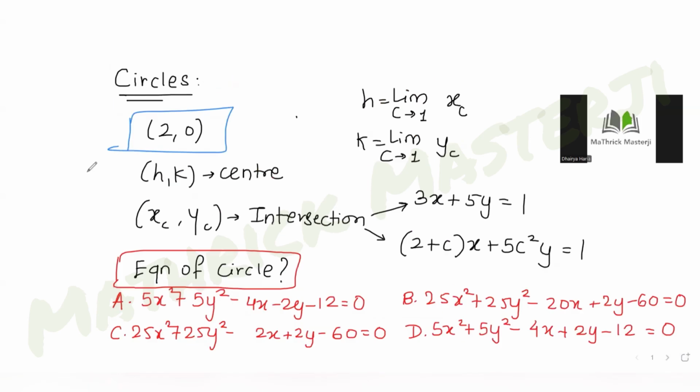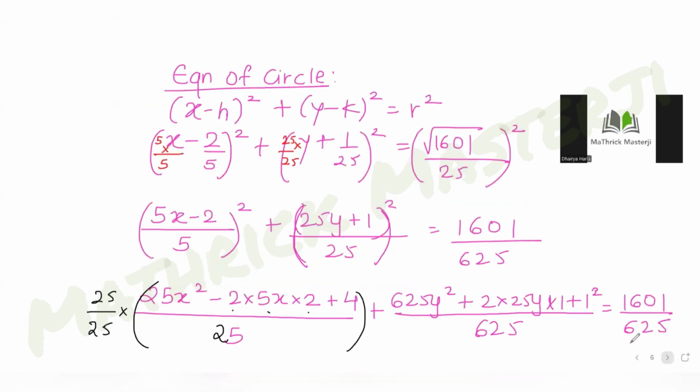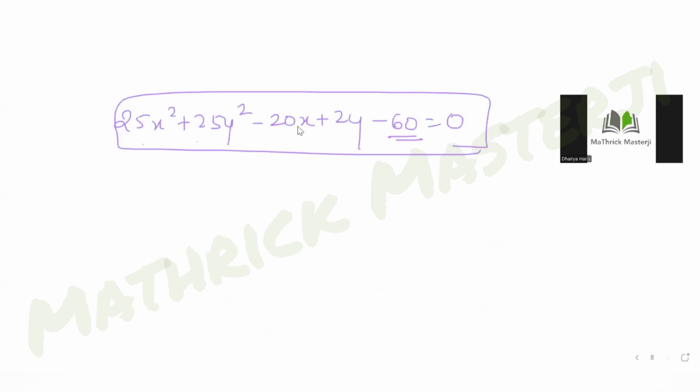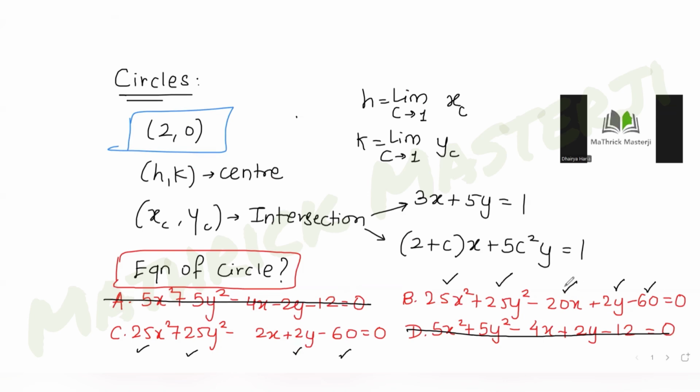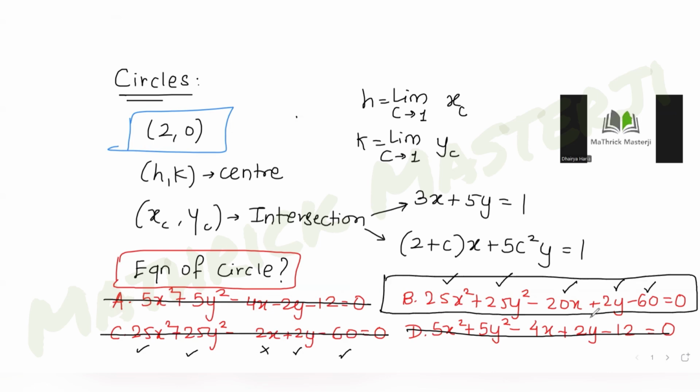So if I see my answer choices, I'm getting 25x squared and 25y squared. So this is definitely not correct. This is also definitely not correct. So 25x squared, 25y squared is present in both of these. Minus 60 is also present in both of these. Plus 2y is also present in both of these. So we have to just check for the coefficients of x. One is minus 20, other is minus 2. I have got this as minus 20. So minus 20 is correct, which means this is correct, but this is not correct. So C is also gone out. So you have the correct answer choice, and that is option B. So B becomes the correct answer for this question that is given to us here.